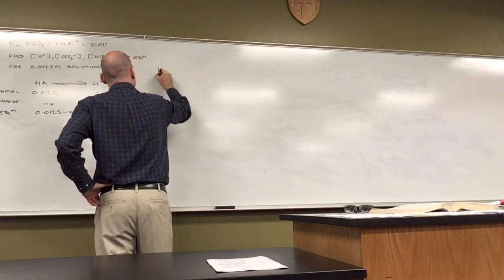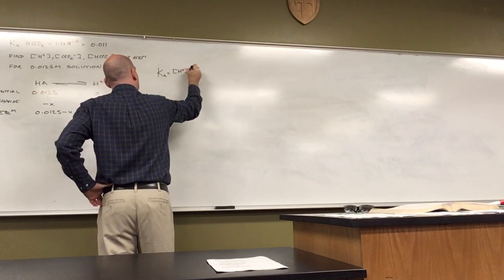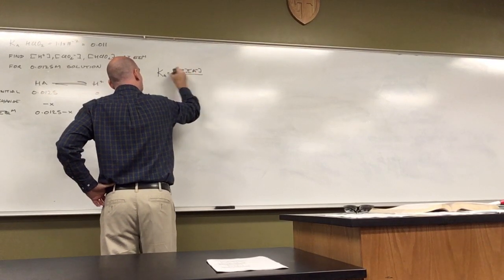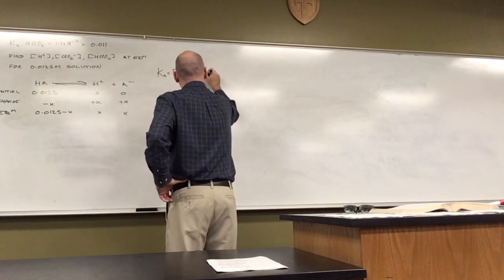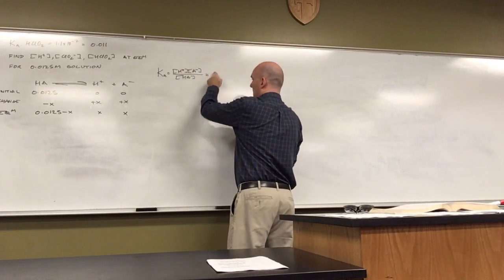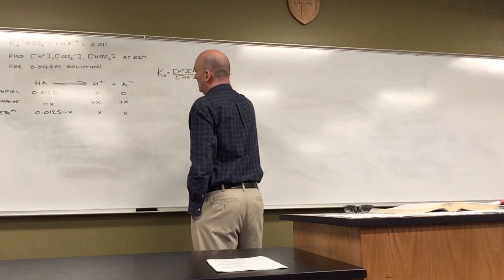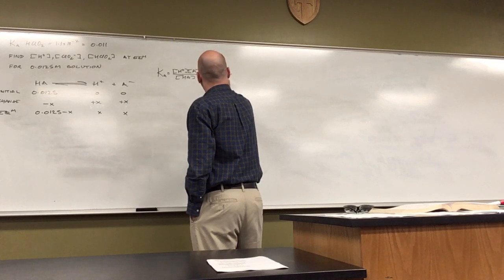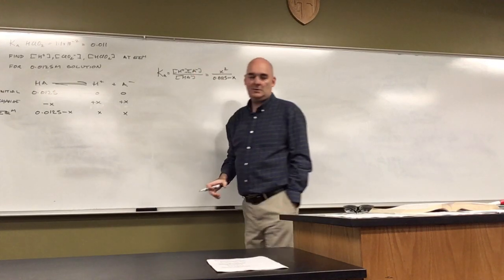What's next? Ka is H plus times A minus over HA, which is X times X, so X squared, divided by 0.0125 minus X. Uh-oh.